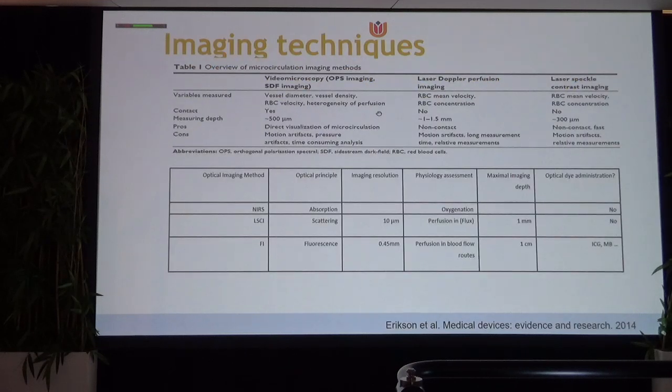So what is the problem with the imaging techniques? Why are we not using them at the bedside all the time? Well, there is more than one reason. There are different problems with these techniques, like motion artifacts or pressure artifacts, the time-consuming analysis, which might be resolved, as Professor Inge already said, soon, hopefully, and also the different measures that these imaging techniques have. Some measure perfusion in flux, which is a relative measure, and some have absolute measures.